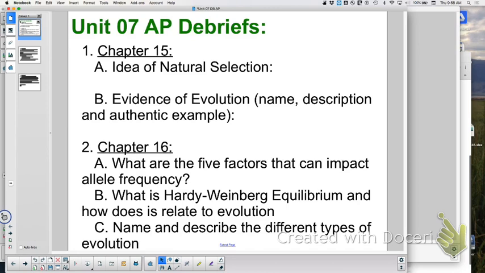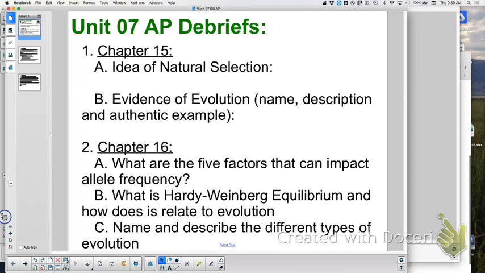We did. Chapter 16. What are the 5 factors that can impact allele frequency? Let's do the 5 factors. What's the pinky? Small population size, non-random mating, mutations. What did you say? Gene flow, natural selection. Those are the 5 factors.